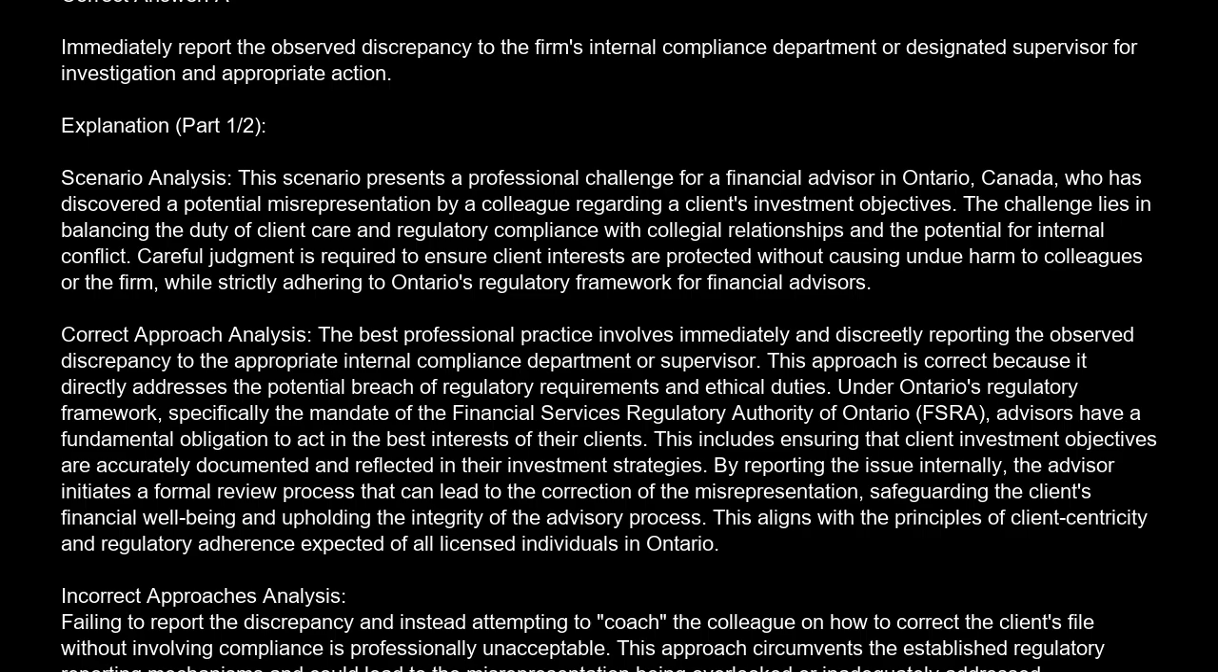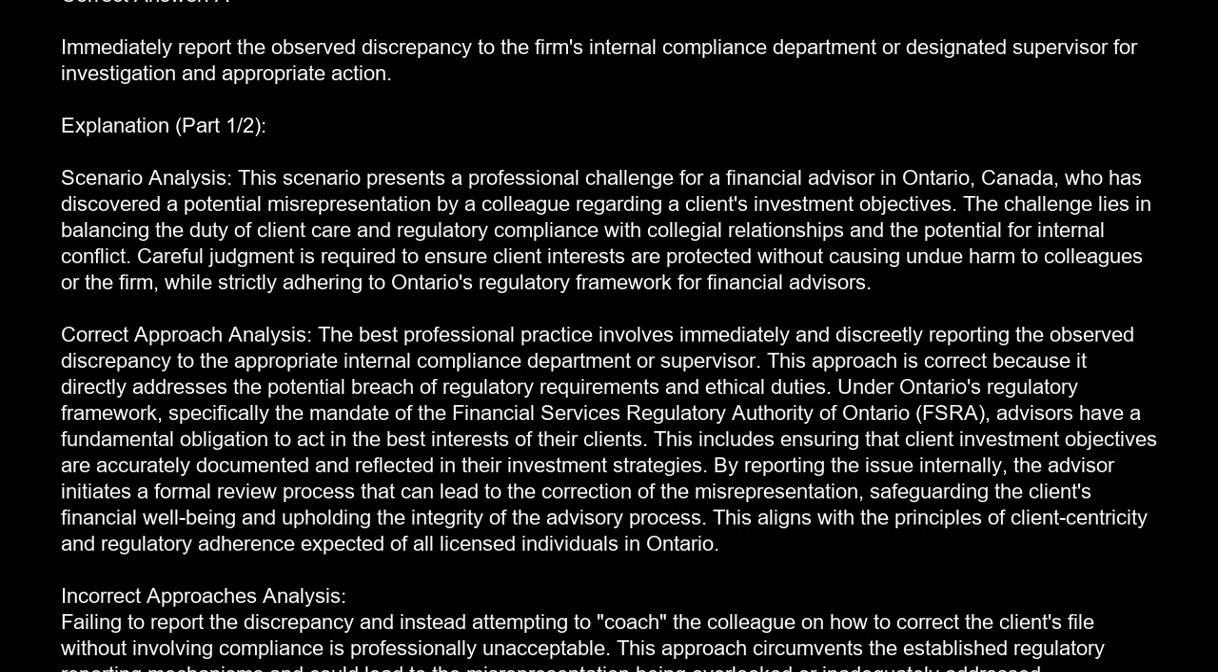potential misrepresentation by a colleague regarding a client's investment objectives. The challenge lies in balancing the duty of client care and regulatory compliance with collegial relationships and the potential for internal conflict. Careful judgment is required to ensure client interests are protected without causing undue harm to colleagues or the firm, while strictly adhering to Ontario's regulatory framework for financial advisors.